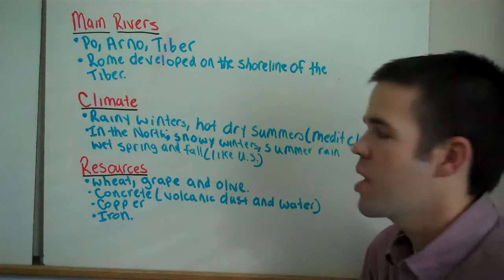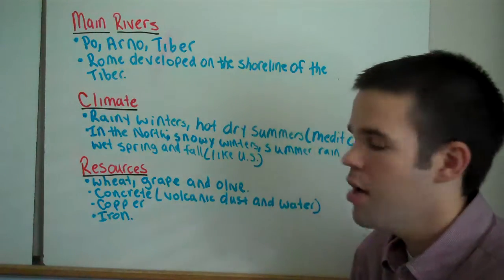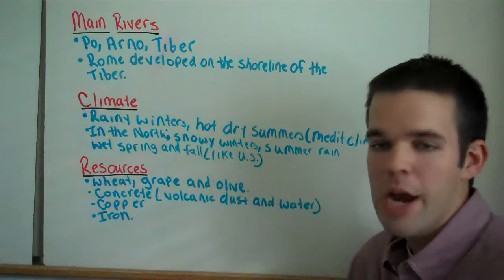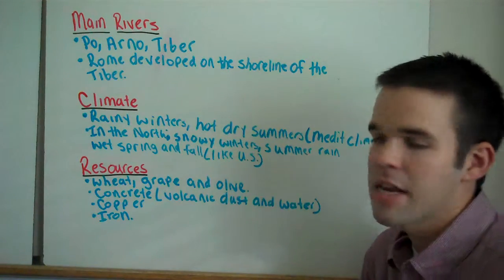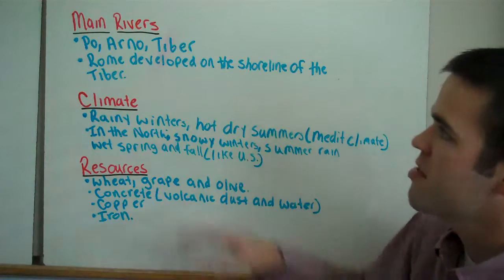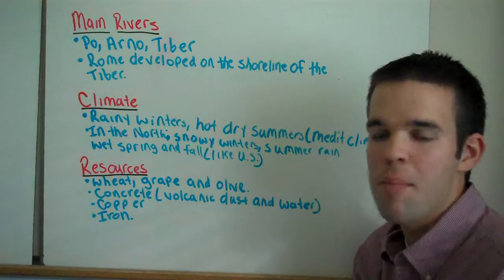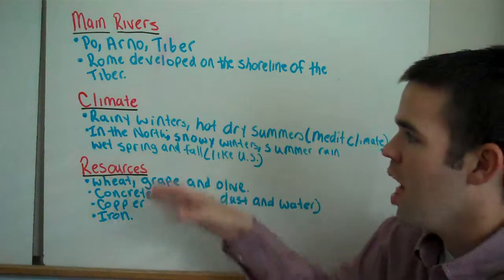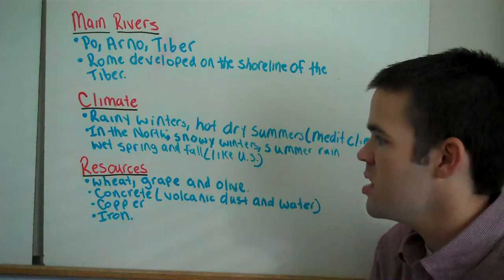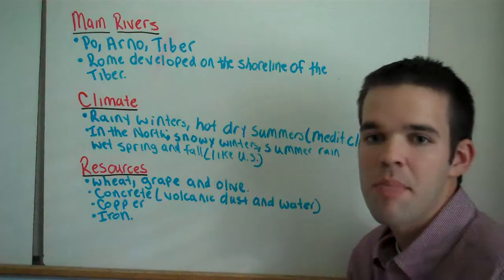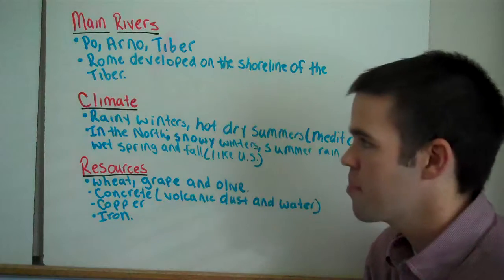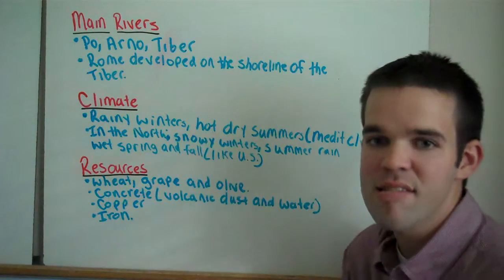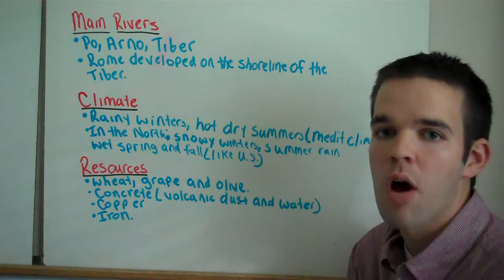So today, we have talked about the land area of Italy and Rome, and where Rome and Italy are located on the globe and on the map. We have also talked about the main rivers of Rome and Italy. We moved on to climate, weather of Rome and Italy, and we have wrapped up with the main resources of Rome and Italy. This is today's lesson on geography of Rome and Italy.